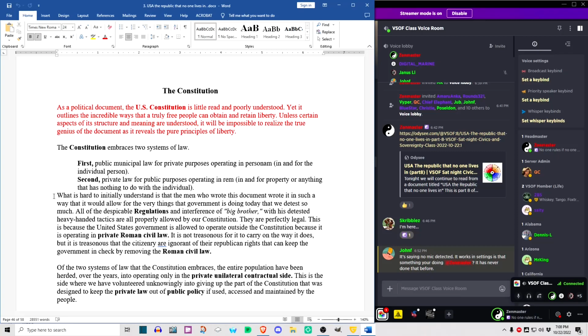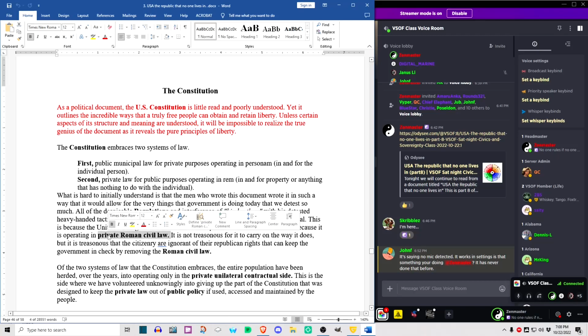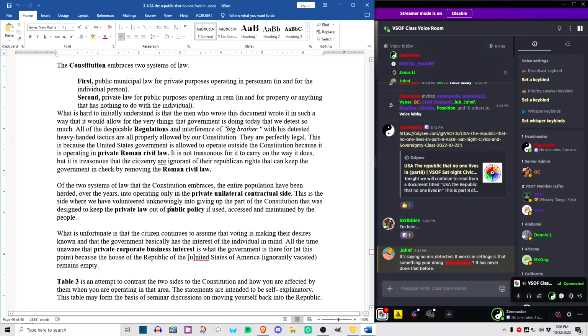It is not treasonous for it to carry on the way it does, but it is treasonous that the citizenry are ignorant of their republican rights that can keep the government in check by removing the Roman civil law. And of course, the Roman civil law aspect of it is all contractual. It's all by your consent. Because as Jefferson once wisely said, the just powers of government are derived by the consent of the governed. So if you do not consent to the Roman civil law, statutes, acts, ordinances, and codes, they do not apply to you. But as we know, the trouble is that it's about the registry, the registration of property that ends up putting us and our property into this Roman civil law system.